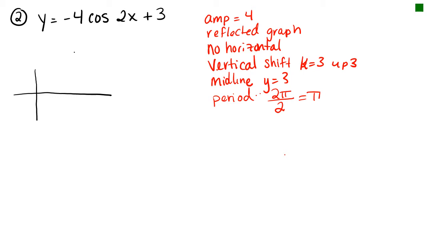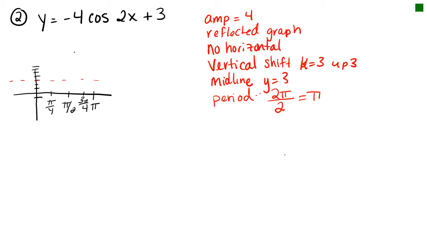All right. So we know we're going to shift up 3. All right. So 1, 2, 3. So that's my new midline. And I need to be 4 above that and 4 below it for my amplitude. So 1, 2, 3, 4. 1, 2, 3, 4. All right, our period is pi. So we know this could be pi halves. And just like we said before, pi fourths, 3 pi fourths.